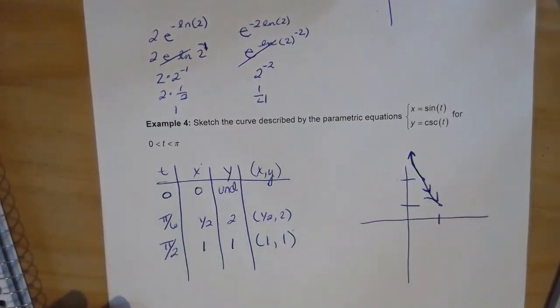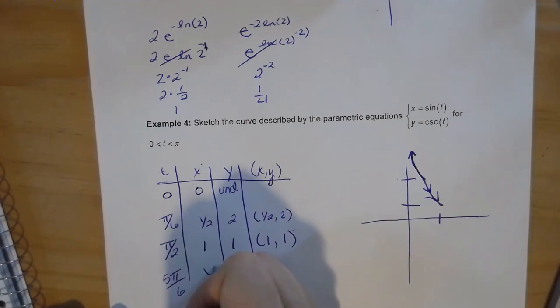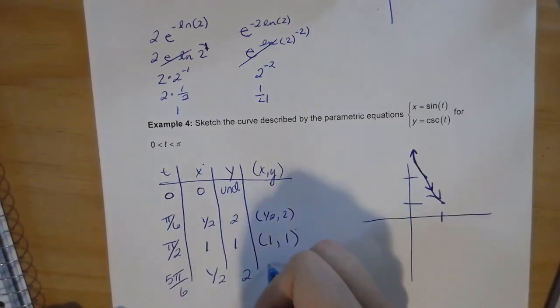Now, I don't want to go straight to pi. What's our next nice sine value? Excuse me. 5 pi over 6. And we're back to this 1/2, 2. Uh-oh, what do we do?